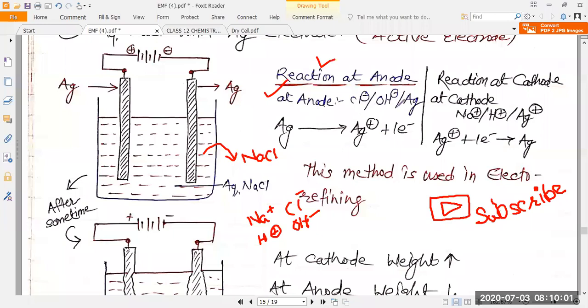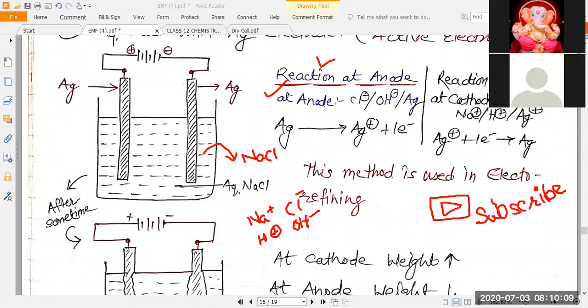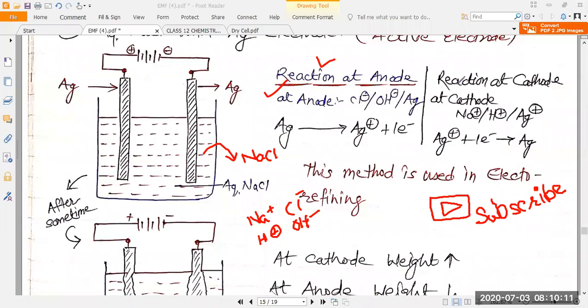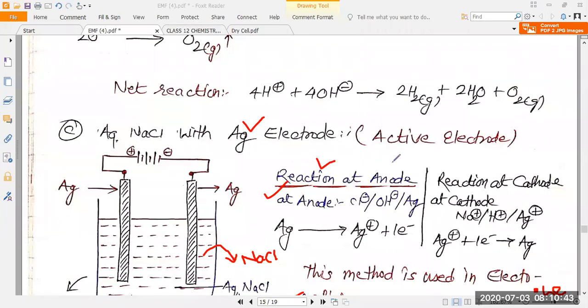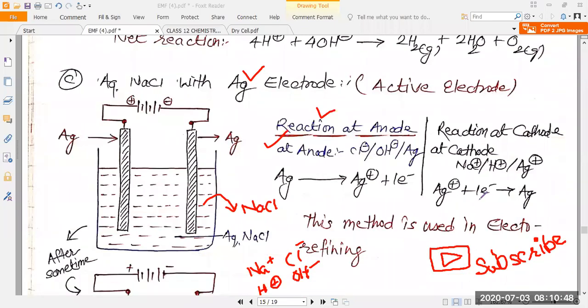At the anode, the types of ions present are chloride, hydroxyl ion, and silver. These are the ions present at the anode side. And at the cathode, the ions are sodium, H plus ion, and Ag plus.